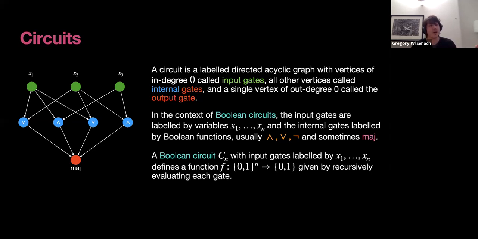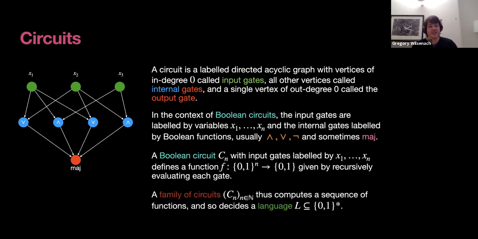And this function is given by simply recursively evaluating the circuit. So you start from the input gates, which now, for a given input, are associated with an individual bit, and you just propagate forwards. You go to the next gate, compute the function associated with that gate, and recurse through the whole circuit, eventually getting to the output gate, and that's the output. That's the value of your function for that particular input string.